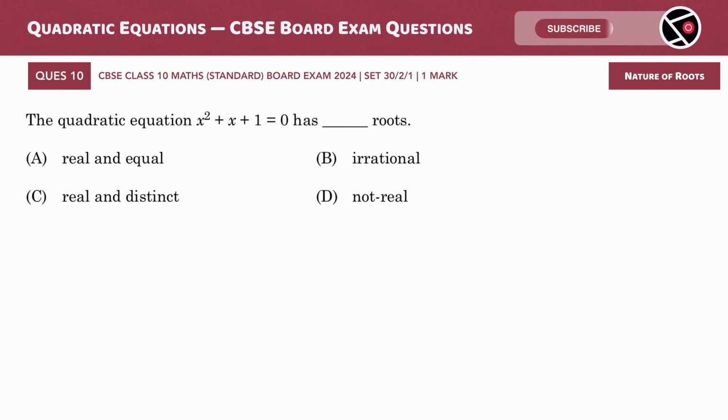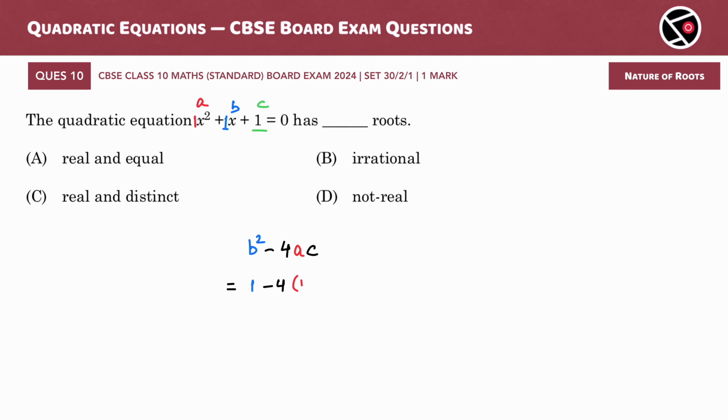We have a quadratic equation and we have to find the nature of the roots. So we start with the discriminant, b square minus 4ac. A is 1, b is 1, and c is also 1. The discriminant is 1 minus 4 times 1 times 1. 1 minus 4 is minus 3, which is less than 0. Since the discriminant is negative, the roots are not real. So D is our choice.